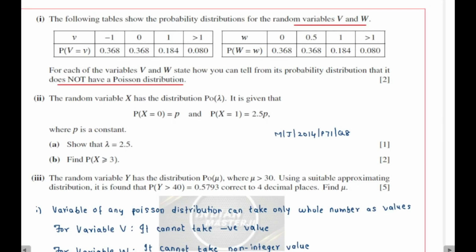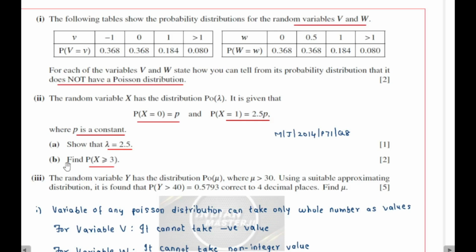Let's go to the second part. They are saying the random variable X has a Poisson distribution with the parameter lambda. It is given that when X takes a value 0, the probability is equal to P, and when X takes a value 1, the probability is equal to 2.5P, where P is some constant value. They are telling us to show that lambda is equal to 2.5, and then to find the probability of X when X is greater than or equal to 3. This we can find out when we get our lambda.